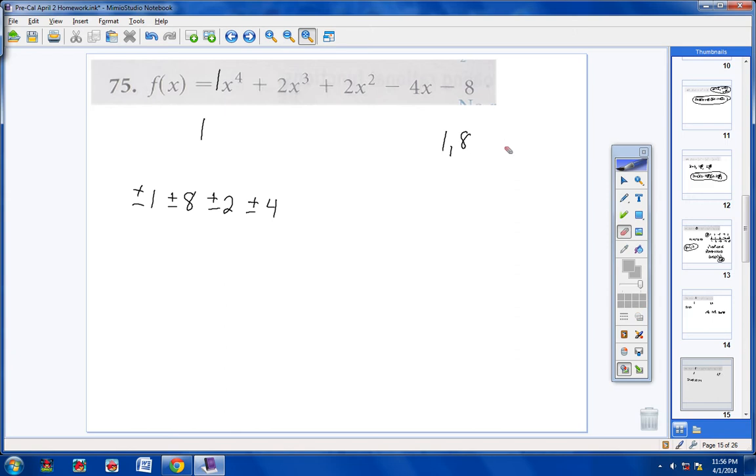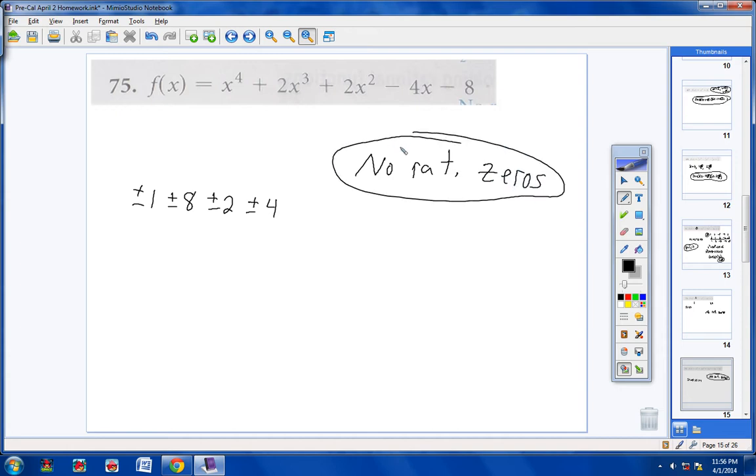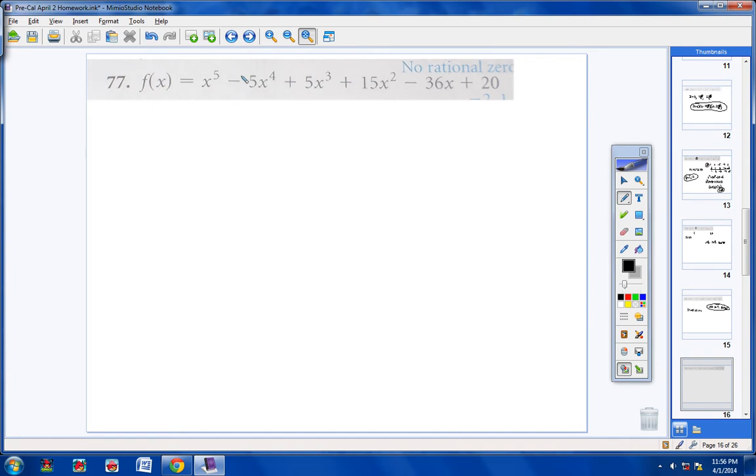Now what you'd have to do next is start testing each of these numbers, okay? I'm not going to take time and test them all for you, but just trust me, if you checked each one of these, it would take about 3 minutes, but you will see none of them work. None of them. So this expression has no rational zeros. If it has any zeros at all, they will be irrational zeros or imaginary. Okay, moving on to number 77.